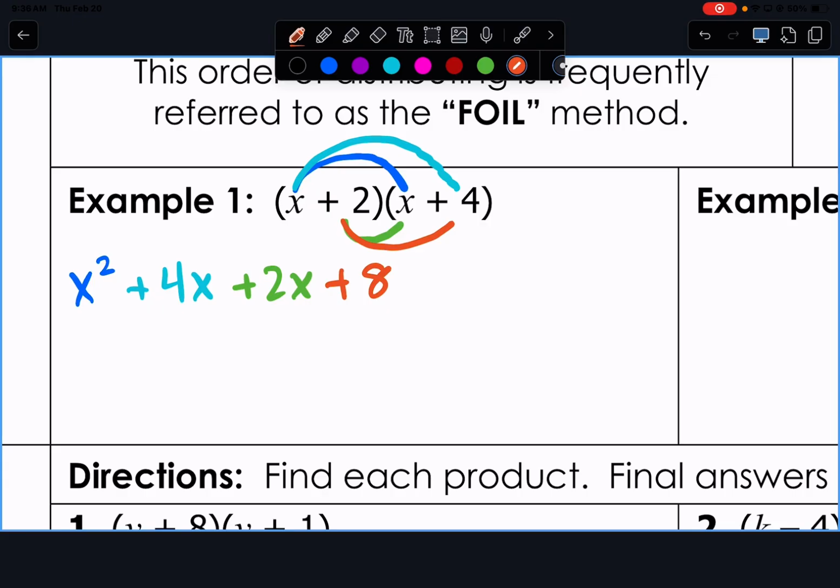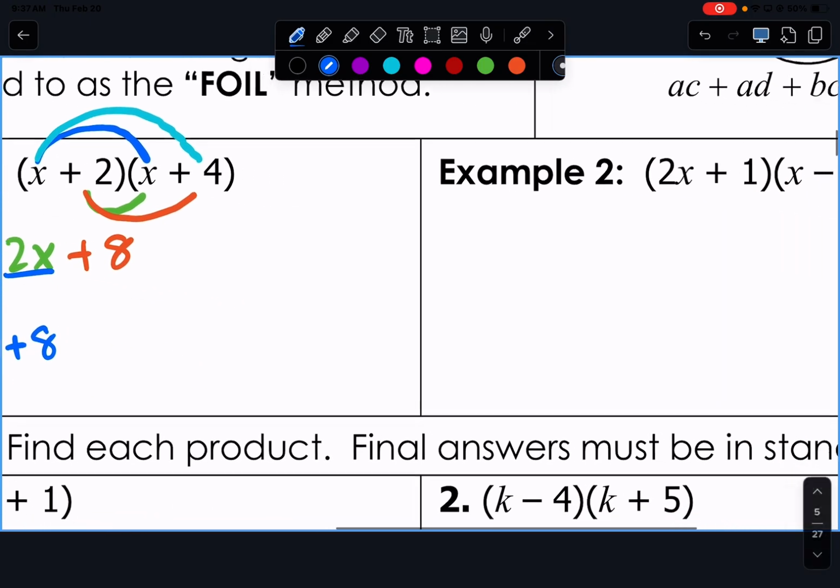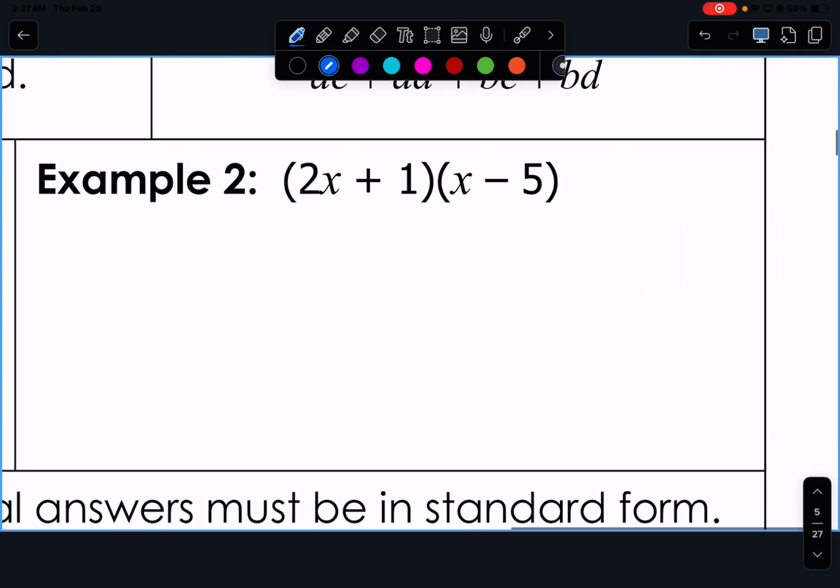What like terms do we have? 4x and 2x. So we will get x squared plus 6x plus 8 is our answer, because all we did was combine those two terms. Does it matter what order that's in? The bottom one? Yes, we have to have it in standard form. We should always answer in standard form.